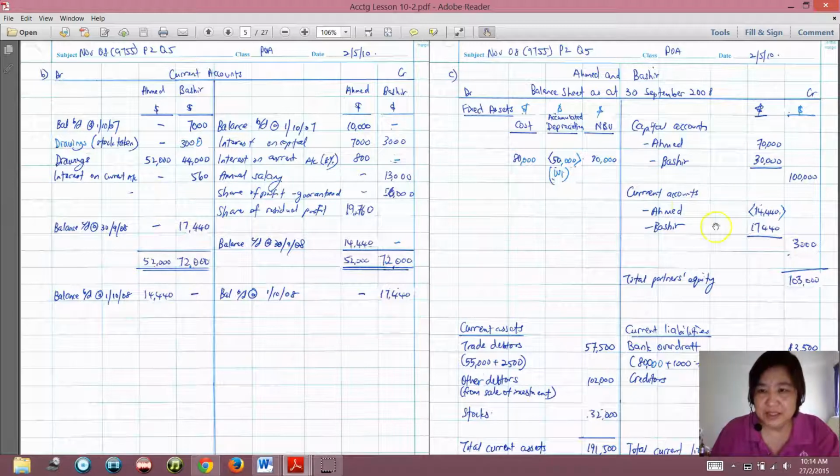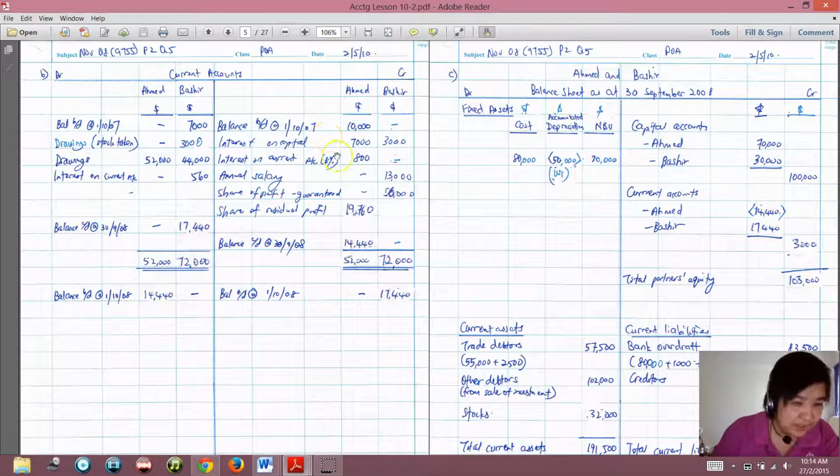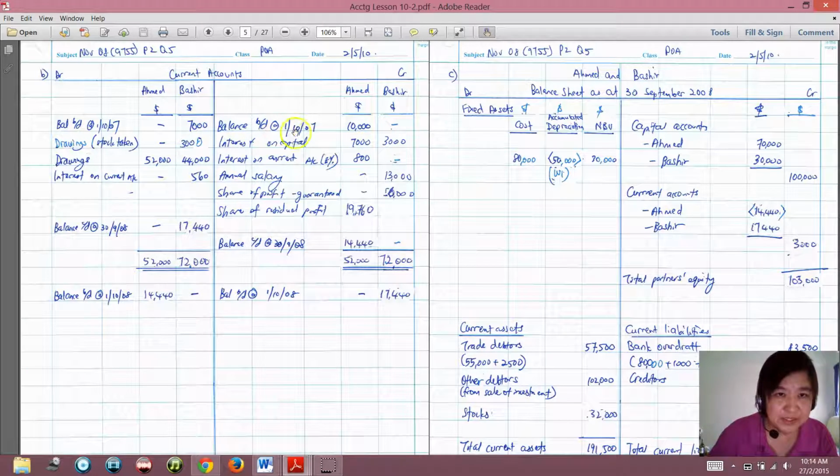So that means the current account, you can think of it as something like a creditor account. The question says here, current account, Ahmad, 1 October 2007. That means the current account balance at the beginning of the year, the balance brought down, will be on the credit side, because the balance brought down is always on the same side as the balance sheet one.